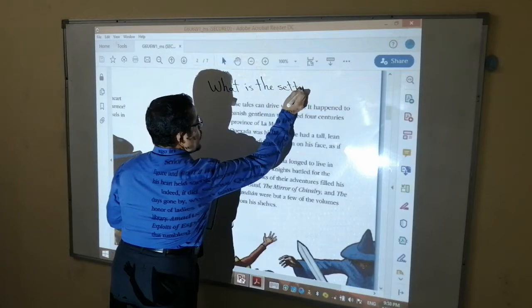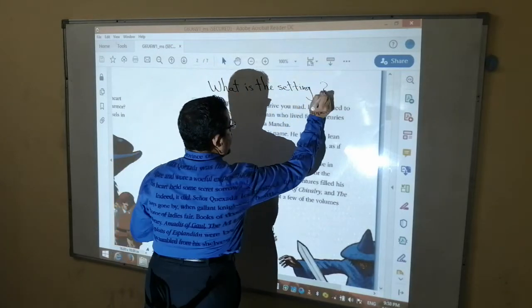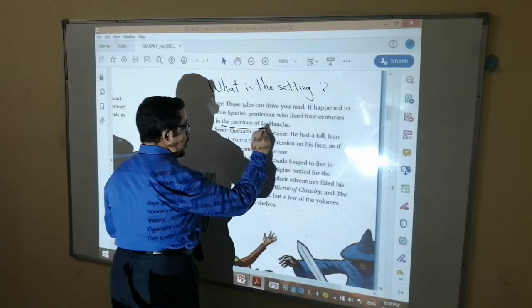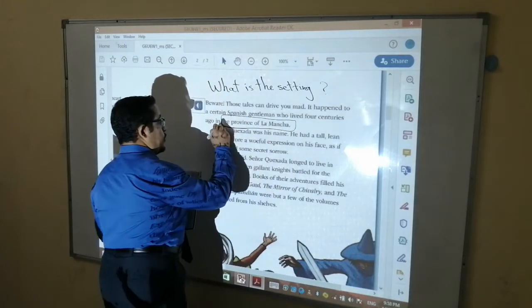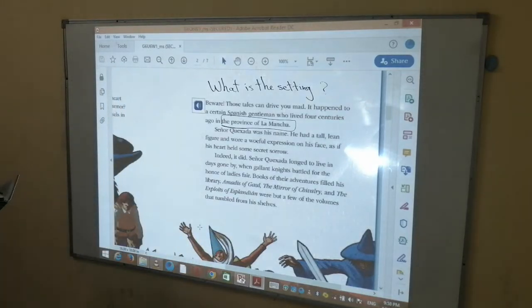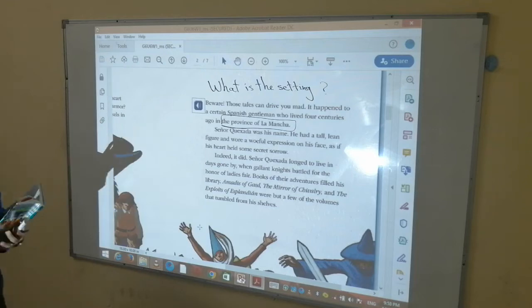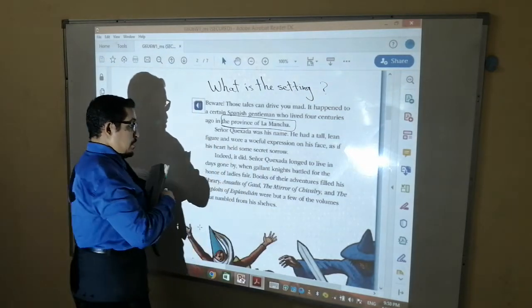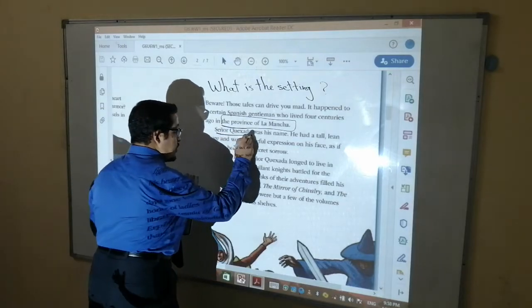What is the setting of the story? If I ask about the city here, it would be, yes, the province of La Mancha. The province of La Mancha. This is the setting of the story. As I said, Senor Quixote was his name. So, his real name was what?